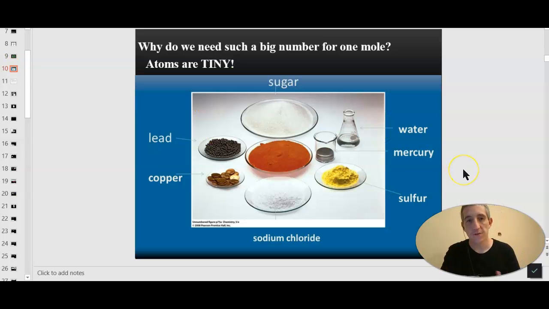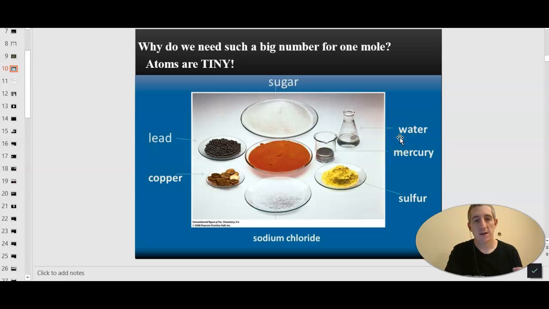Here's some more pictures of some more stuff. We can spend a moment on it. Sugar is a bunch of covalents. And so that means the smallest part is molecules. Lead is found on the periodic table. So that can be broken down into atoms. Copper is found on the periodic table, monatomically. So that means it's atoms. Mercury, this beaker here, again, found on the periodic table. They're broken down into atoms.